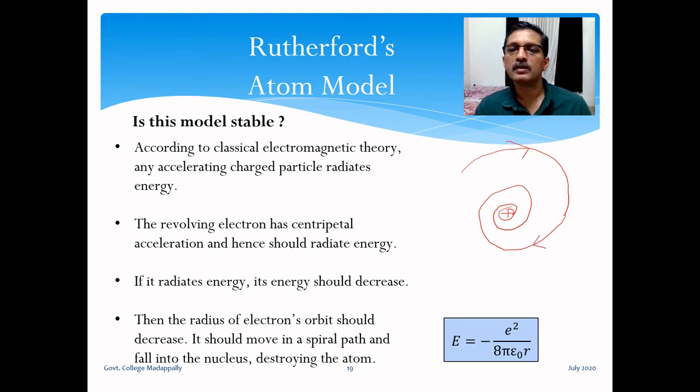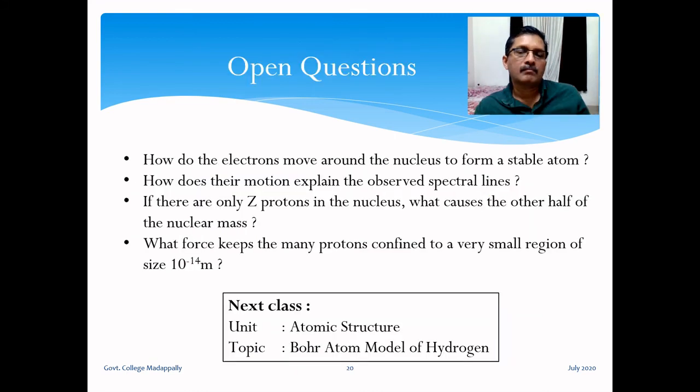So when it finally falls into the nucleus, what happens? It destroys the atom. We know that this doesn't happen, because we know that the atom is stable, and that's why we are here. The entire universe is here. It's direct evidence for the stability of the atom. So Rutherford's model could not explain the stability of the atom; it is in contradiction with classical electromagnetic theory in terms of stability. So this was one problem with Rutherford's atom model.